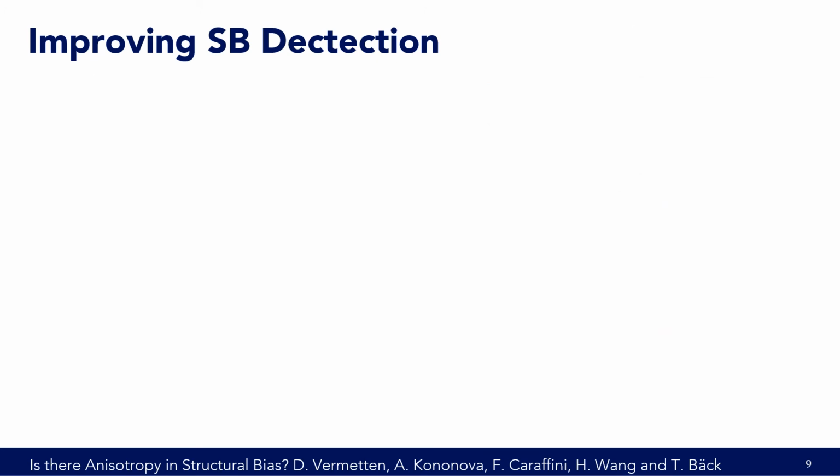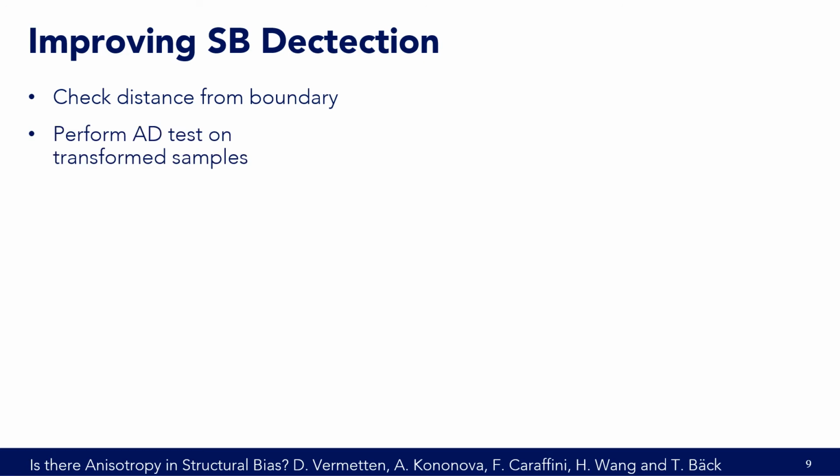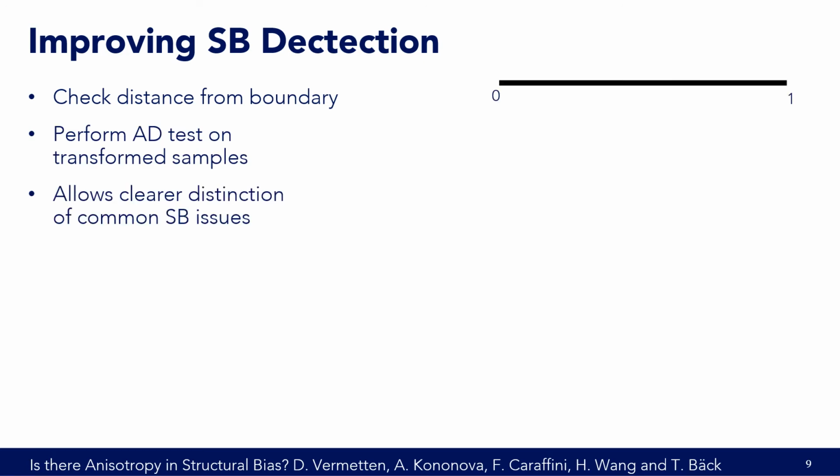One way that we can improve these tests is by considering the basic case where we have a bias either towards the center or towards the boundaries of the search space. And we can do that by transforming our samples to look at distance from the closest boundary. And this effectively gives us a uniform sample between 0 and 1/2 that we can perform another Anderson-Darling test on. And this allows a lot clearer distinction of common types of structural bias.